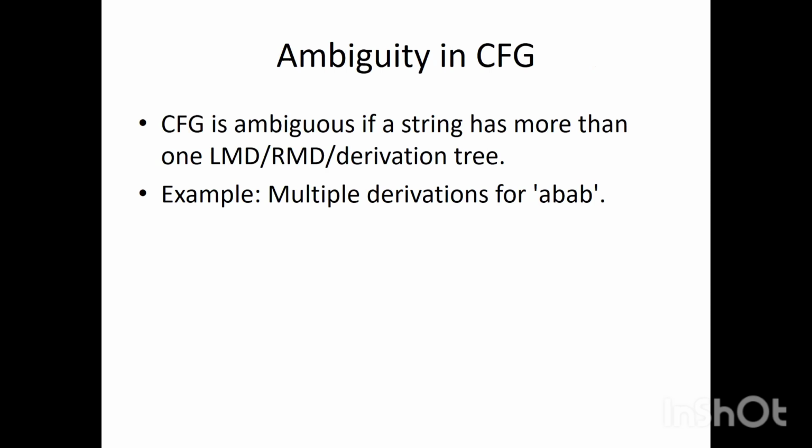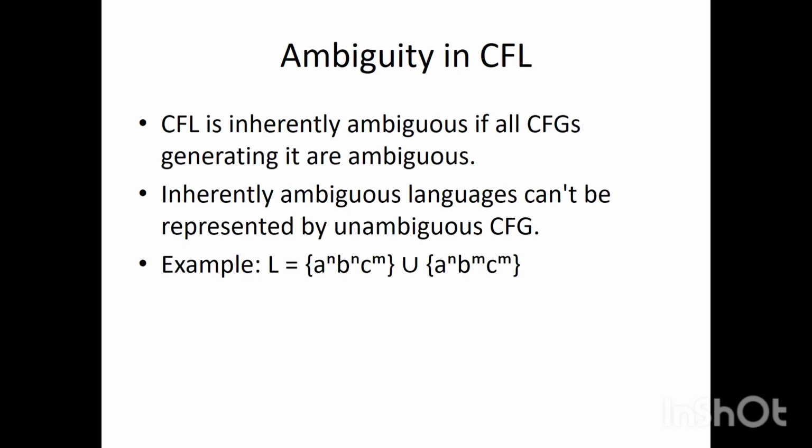CFG is ambiguous if a string has more than one LMD or RMD derivation tree. Example, multiple derivations for ABAB, as we saw earlier. Now ambiguity in CFL. CFL is inherently ambiguous if all CFGs generating it are ambiguous. Okay. Context-free language is inherently ambiguous if all context-free grammars generating it are ambiguous. Inherently ambiguous languages cannot be represented by unambiguous context-free grammars. Here is this example.